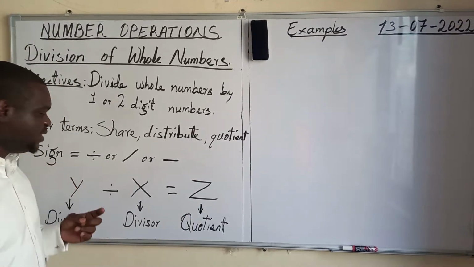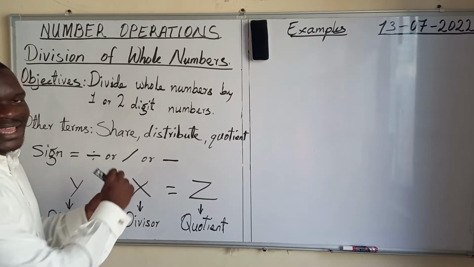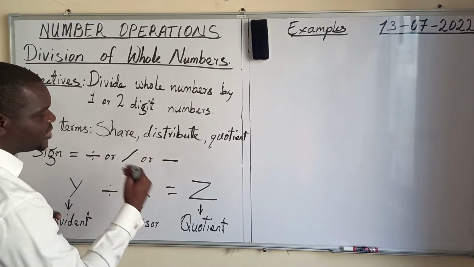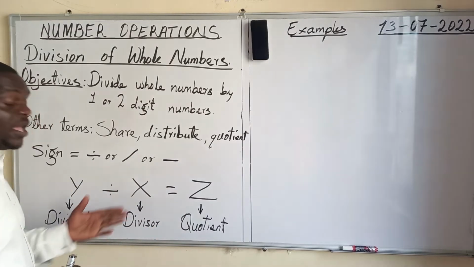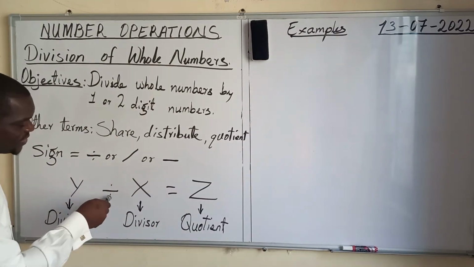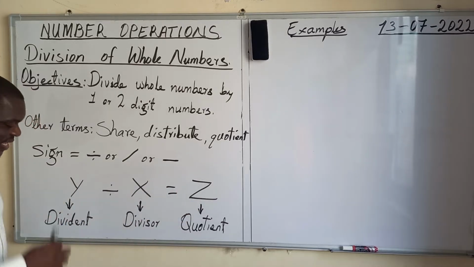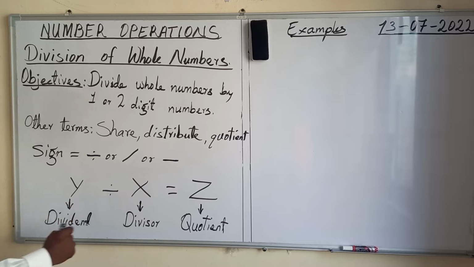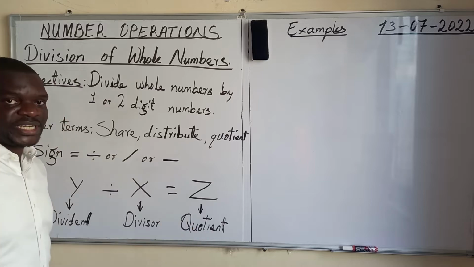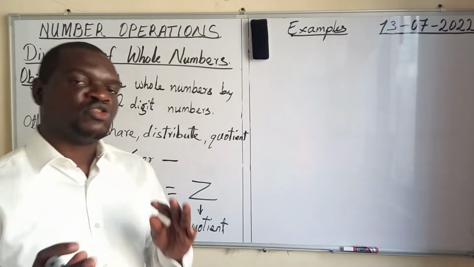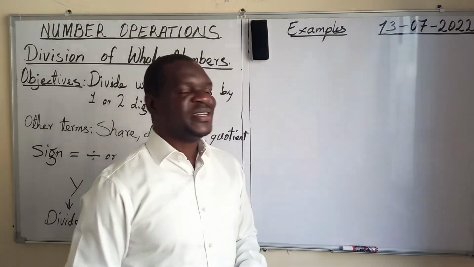And the sign for division can either be this, you can find a slash, or you can find a dash with a number written above and below. So these are all signs for division. And in division as well, y divided by x is equal to z. Y here stands for the dividend, X stands for the divisor, and Z stands for the quotient. Sometimes in other cases, you may find a remainder, which we are going to see in our examples.